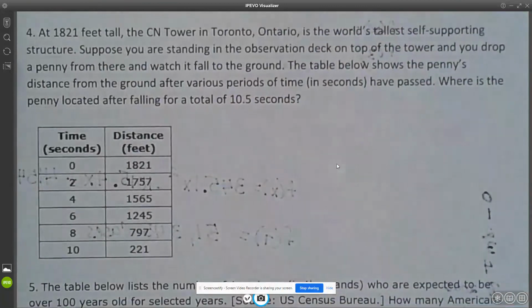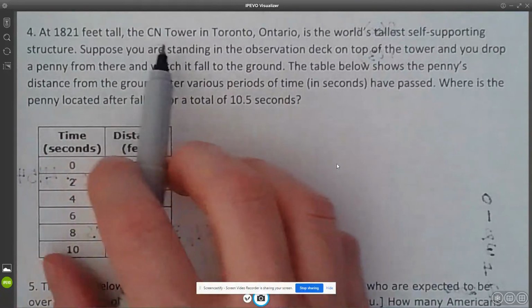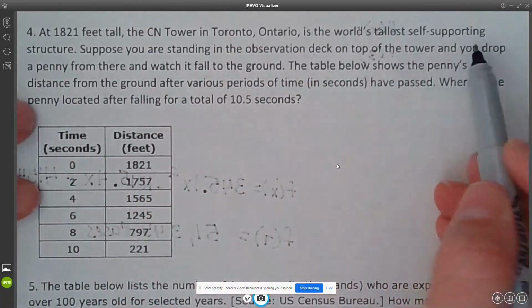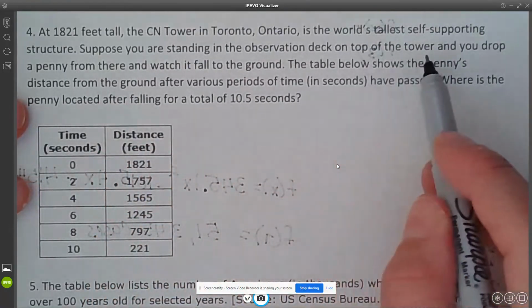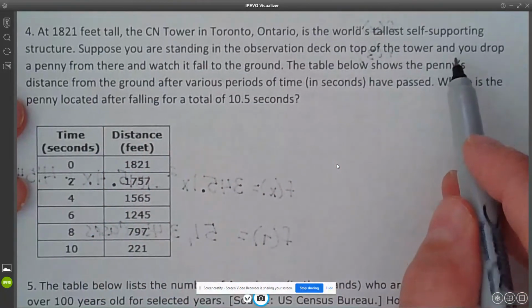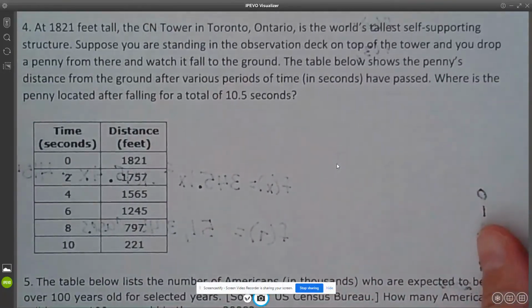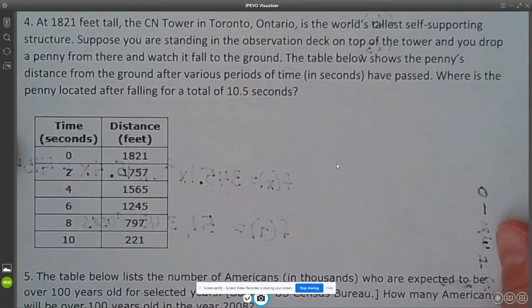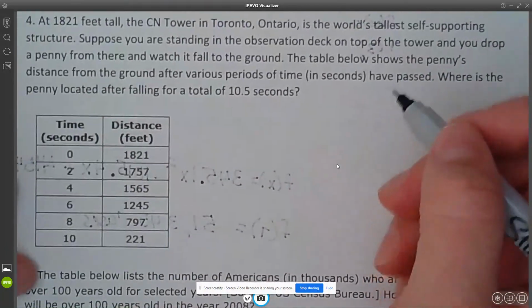Okay, let's look at example 4. At 1,821 feet tall, the CN Tower in Toronto, Ontario, is the world's tallest self supporting structure. Suppose you are standing in the observation deck on top of the tower and you drop a penny from there and watch it fall to the ground. The table below shows the penny's distance from the ground after various periods of time in seconds have passed. Where is the penny located after falling for a total of 10.5 seconds?